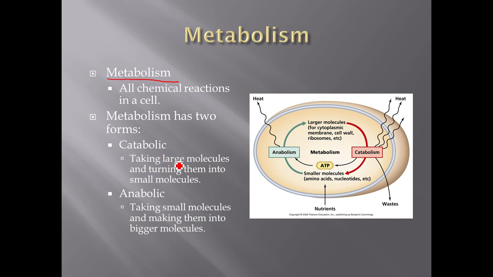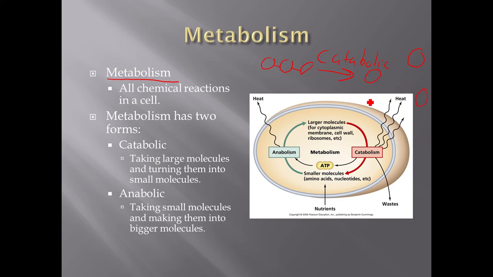A catabolic reaction is taking a large molecule and turning it into a small molecule. So let's say I have a big molecule here. These are all my molecules, and they're all connected together. And let's say I want to break those apart. So now I would say have three separate molecules. This here would be catabolic, because you're taking a big molecule and making it into a smaller molecule.